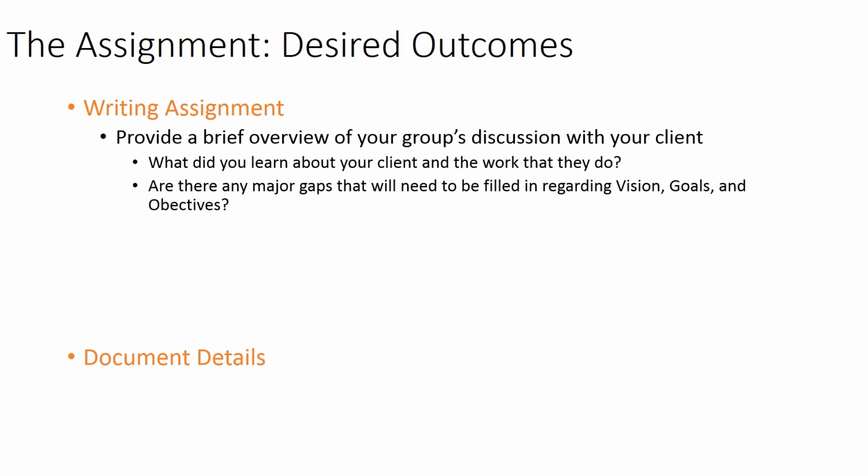So the first thing you're going to do for your writing assignment is provide a brief overview of this discussion with the client. And so you might want to include a little bit about what you learned about your client. What type of work do they do? Who are they responsible to? Basically, what are their interests in this project, and then also trying to identify or highlight what you consider to be some of the major gaps.